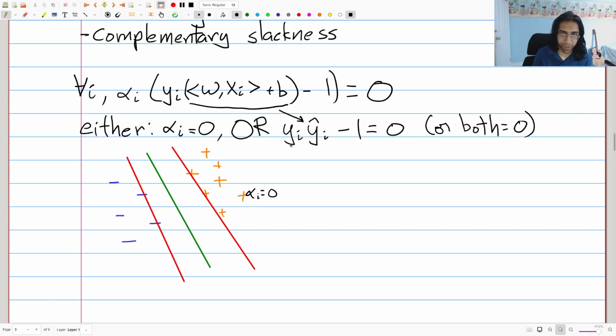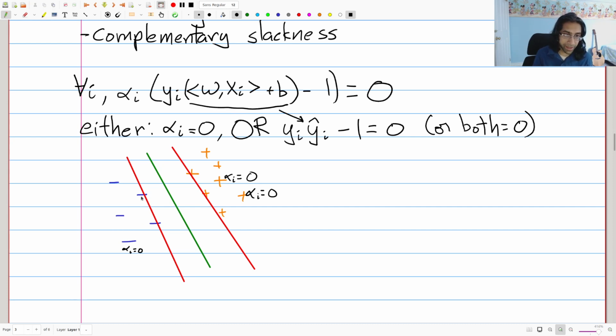Because when we take this product yi times (yi hat minus 1), this is not going to be 0, because geometrically that means that it's lying on this margin right here. So therefore, this one must be 0. This one, similarly, for very similar reasons, is going to be 0. This one is going to be 0, and so on. And the reason is because of these complementary slackness conditions, all of these have to be 0.